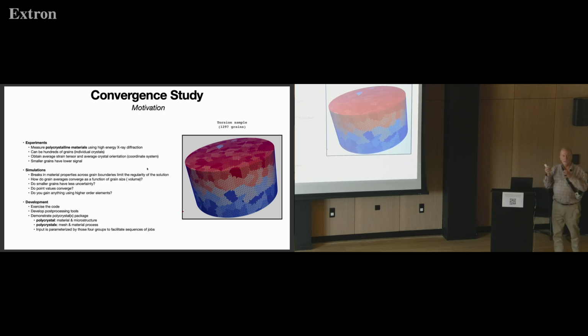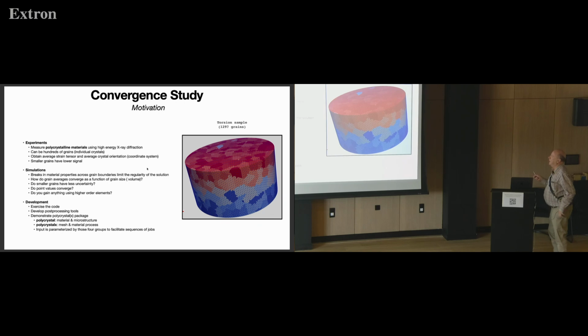So do the individual grains, how do they converge? Does every grain converge in the full continuum norm? And then we also have grain average values, because we have the average strain tensor in the experimental data. So that's a continuous linear functional. So we have linear functionals over every grain that we want to see how they converge.